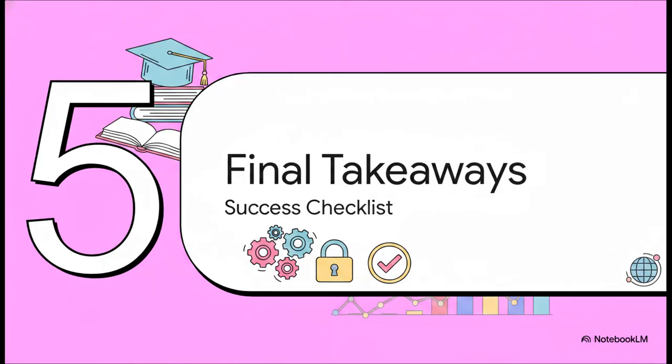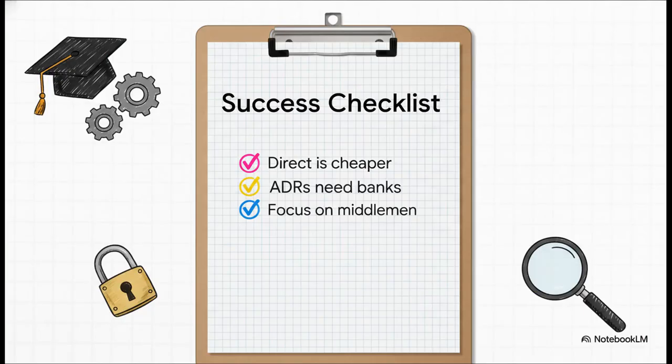Finally, Section 5, Final Exam Takeaways. Let's firmly lock in your understanding with a success checklist. Keep these core principles memorized, and you are going to navigate May 26th with absolute confidence. First, always highlight that the direct route saves overall transaction costs and massively boosts transparency. Second, explicitly state that ADRs and GDRs rely entirely on foreign depository banks to act as that bridge. And third, the overarching theme of your exam answer should relentlessly focus on the presence or absence of the intermediary.